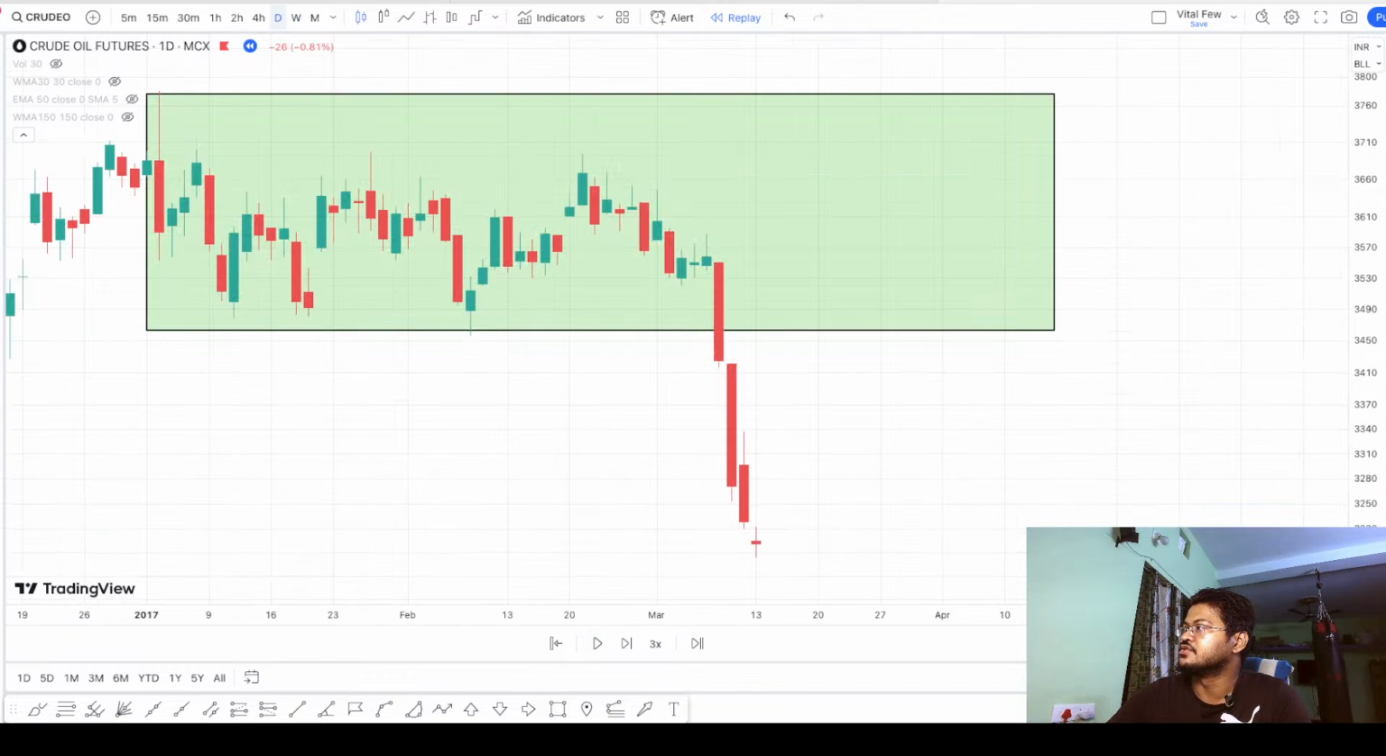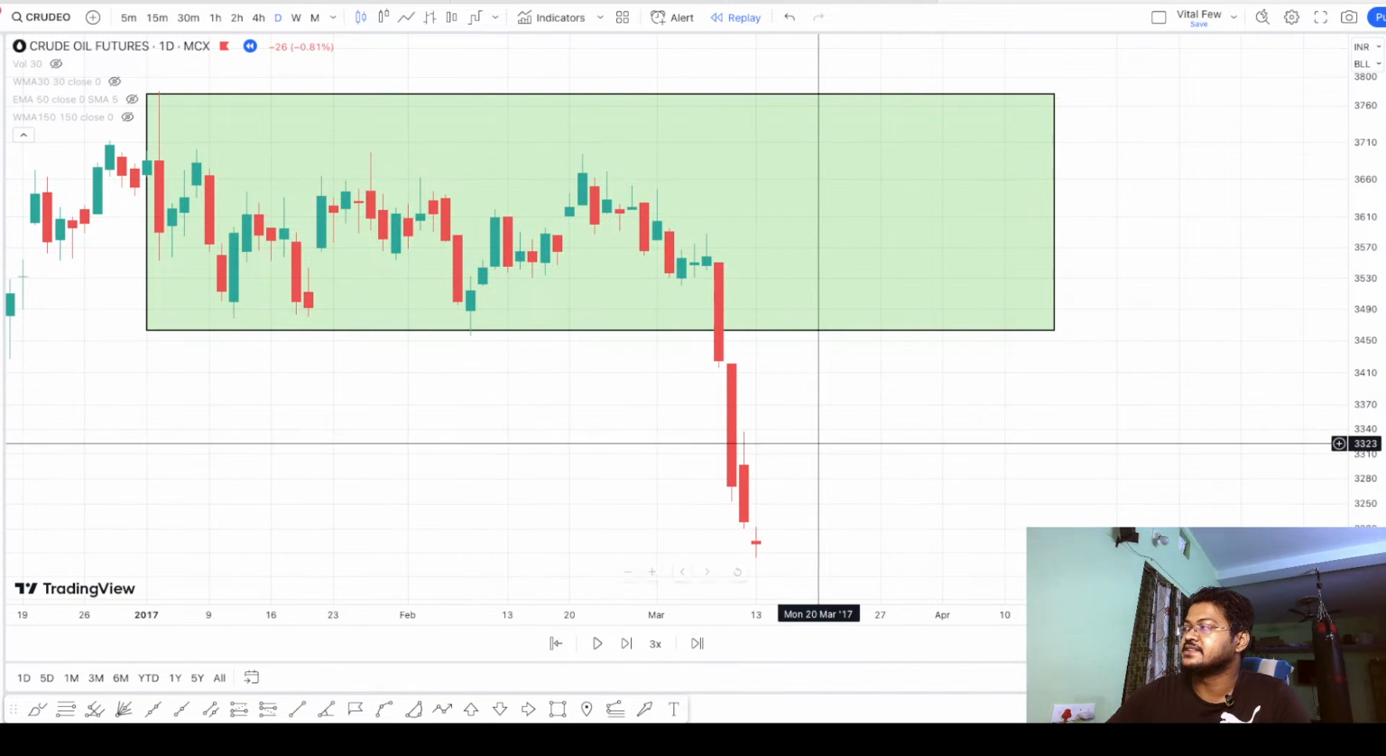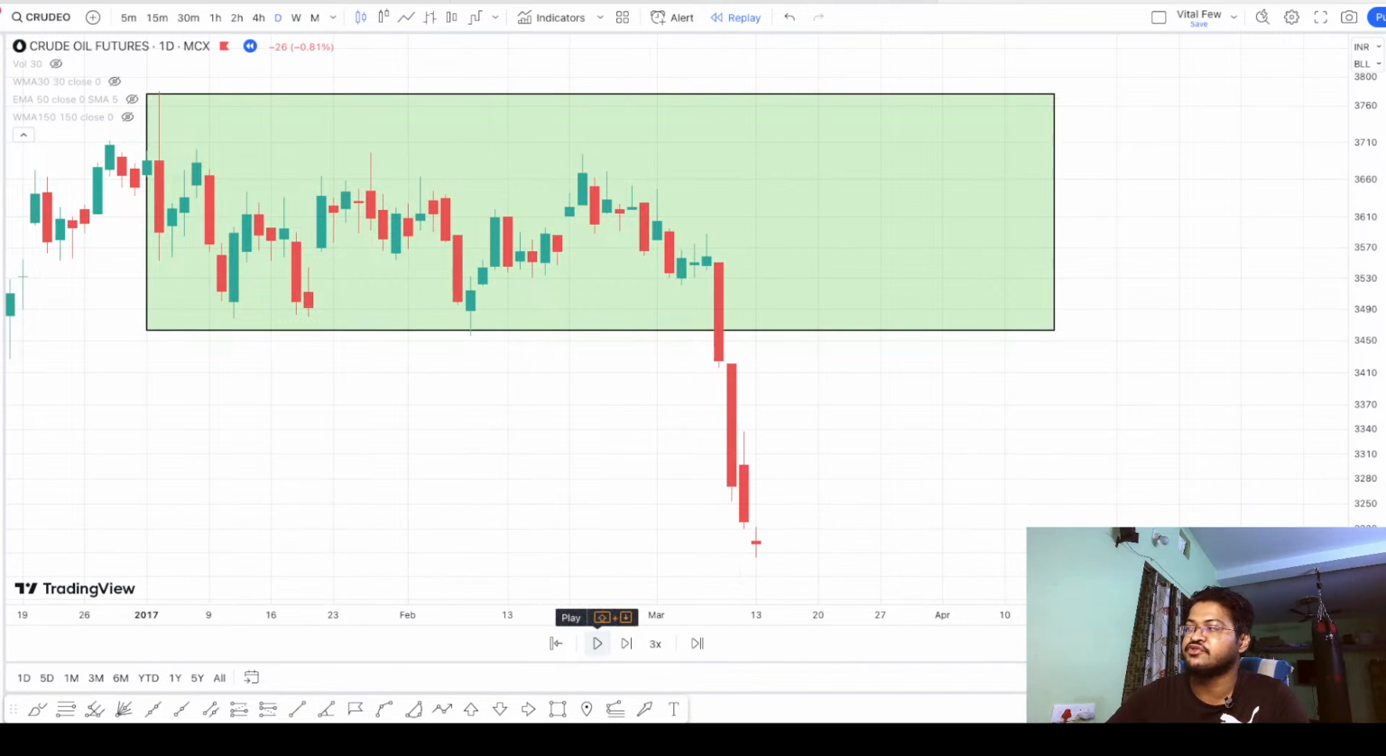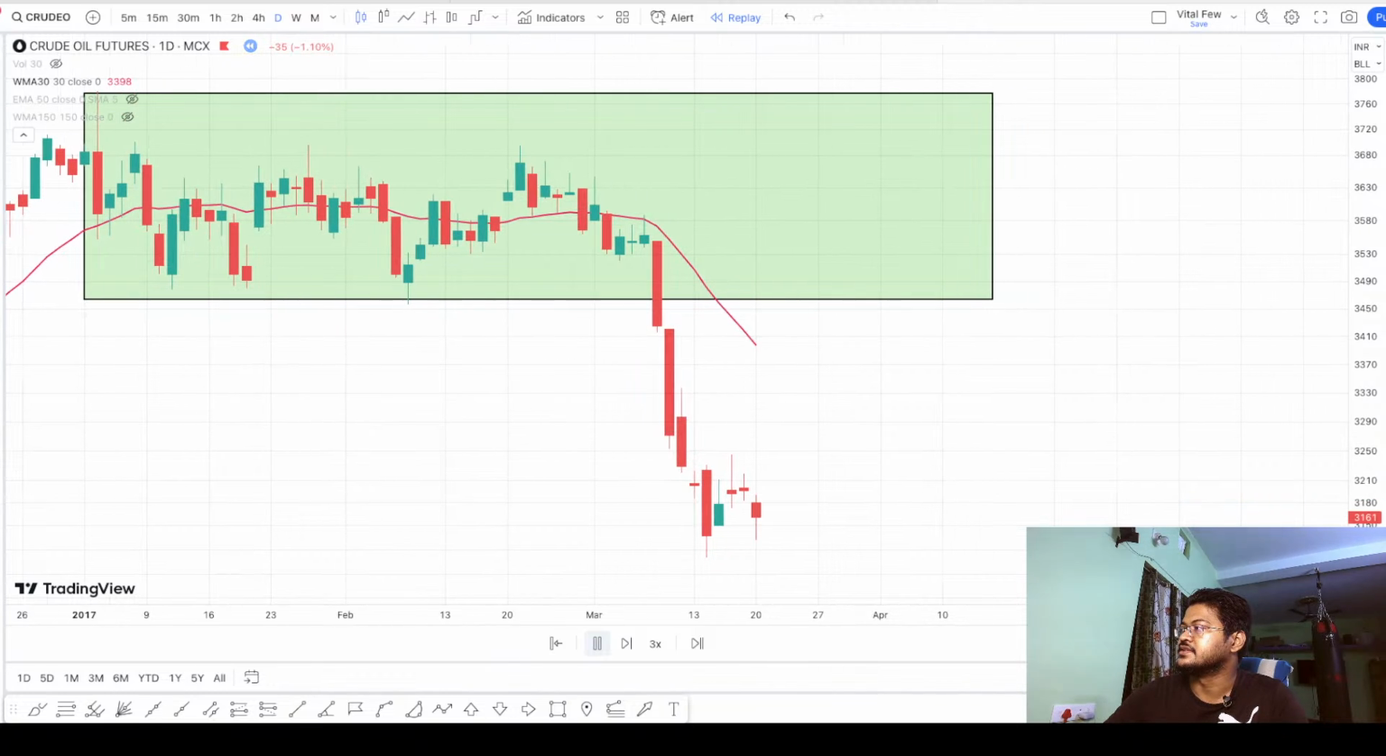Let's go to daily time frame. Yes, it has been broken, but you can see that it has been broken by a huge margin. Back to back red candles, we cannot make a short entry right now. We will have to wait for a pullback. I will also enable the 30 period moving average. Let's see. Yes, it is going up.